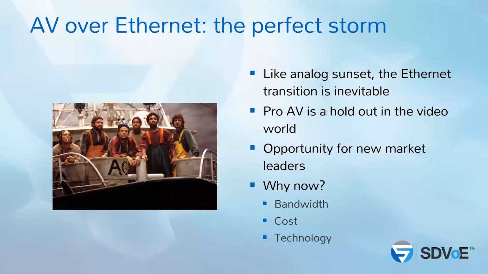So, AV over Ethernet, that's today's topic. What is going on with AV nowadays? Well, AV over Ethernet is coming, but it's not coming easy. There is a transition that is inevitable, right? Because everything moves from analog to Ethernet to IP, but the pro-AV world, the professional audiovisual industry, is a holdout. And today we want to understand what the reasons are, and what is probably the solution for that.